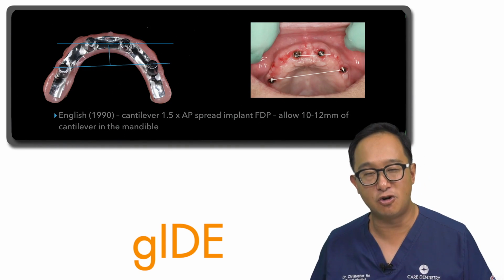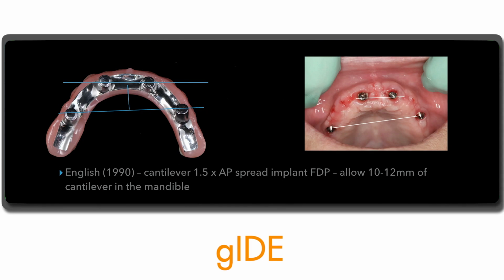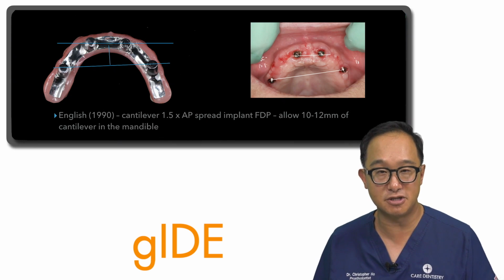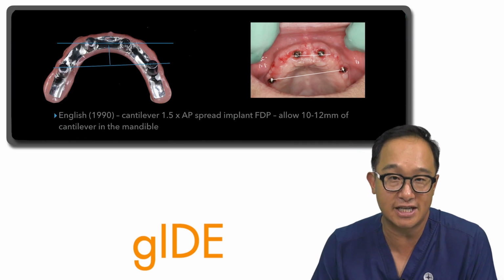There are other formulas that dentists use, and one of the formulas used is by Charles English in 1990. He looked at a line taken between the most anterior and the posterior implants, looking at the AP spread, and 1.5 times that distance was the maximum cantilever length. Once again, very little evidence as to this formula, but it's one that's often used in terms of assessing how long your cantilever can be.